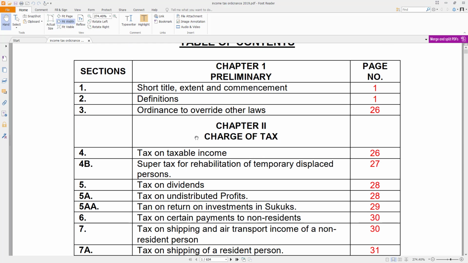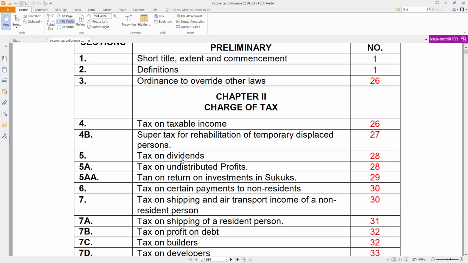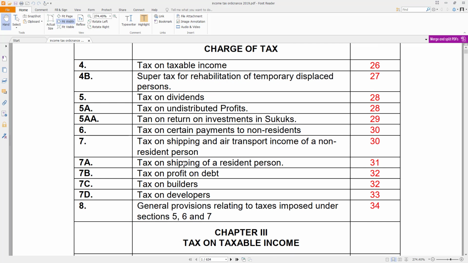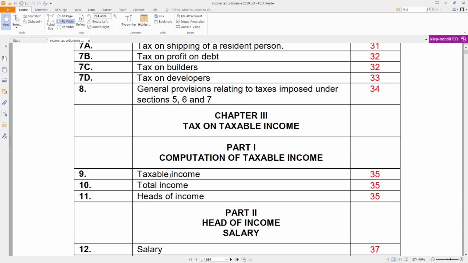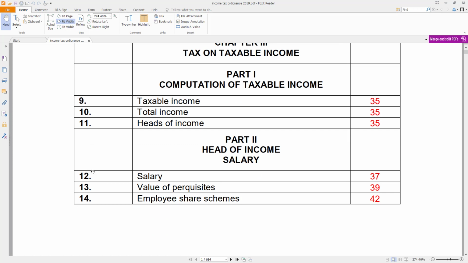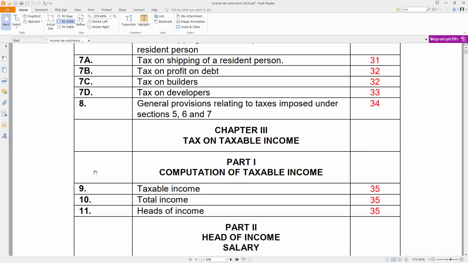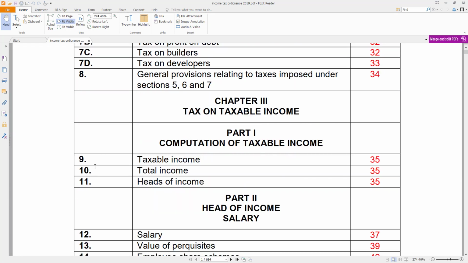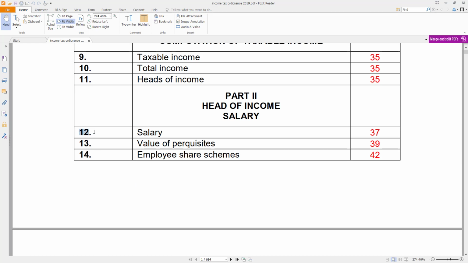It is updated regularly. It includes all the percentages, the rules that are related to income tax. So remember, we discussed taxable income and then we saw total income, then we discussed head of incomes. And if you remember, we discussed that section 12 is related to salary. What we mean by section 12 is that there is a column in this income tax ordinance which gives a number to each section, and when we refer to a section we refer to that specific number, and we call that section 12.